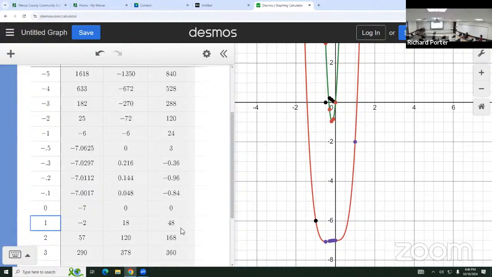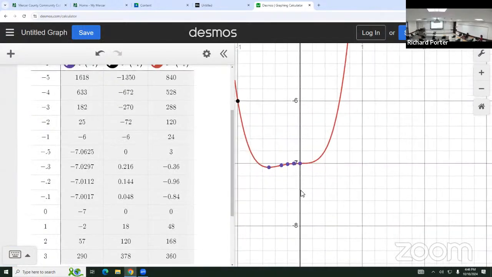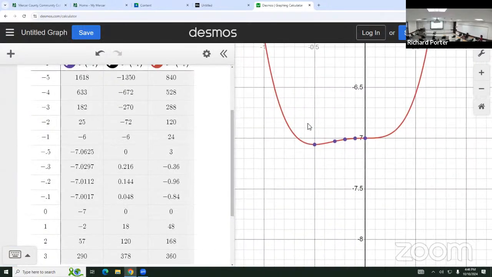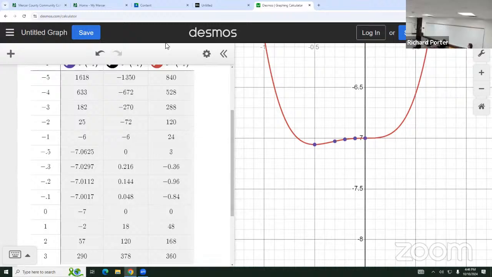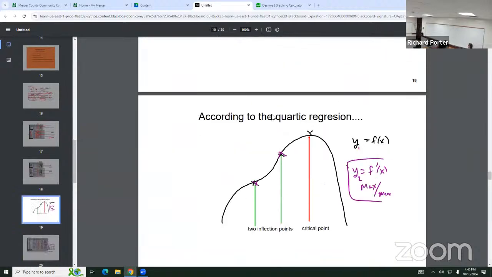Do you see now how it changed sign? It went from concave up to concave down to concave up. Generally what that looks like in a bowl is a dent in the bowl. To see how it was a U, and then for a little bit it's an N, and then it's a U again. A lot of you, when you're doing your project, will see a dent in your quartic regression. Then you'll have two inflection points and a critical point.